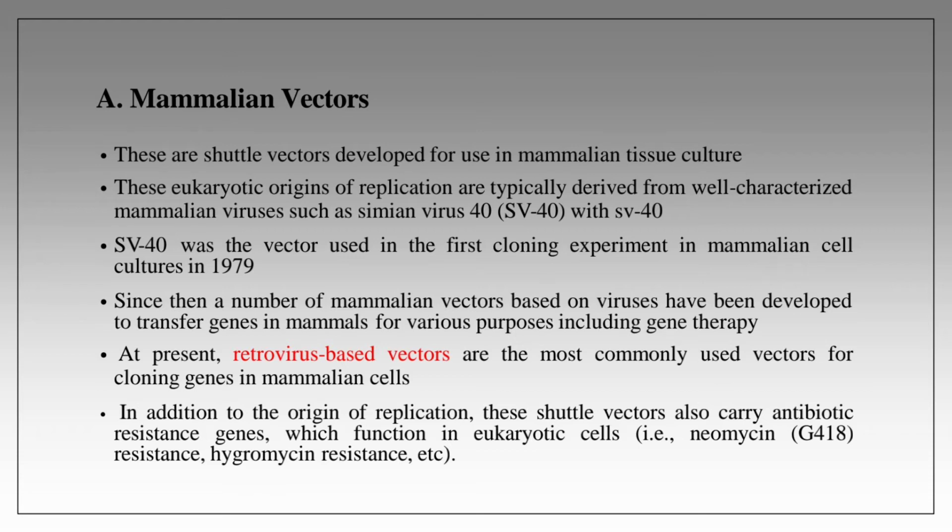At present, retrovirus-based vectors are the most commonly used vectors for cloning genes in mammalian cells. In addition to the origin of replication, these shuttle vectors always carry antibiotic resistance genes which function in eukaryotic cells, that is, neomycin resistance and hygromycin resistance, etc.